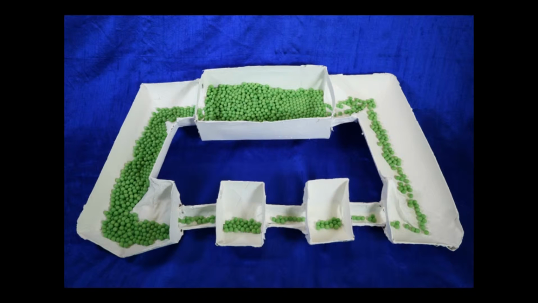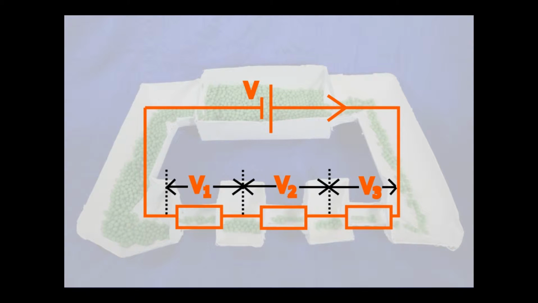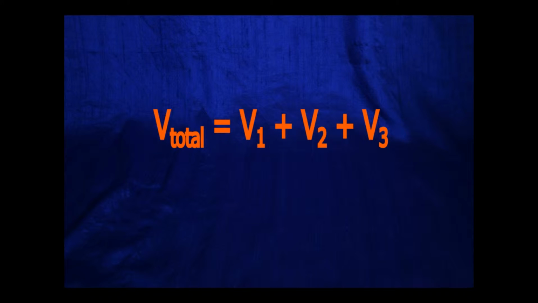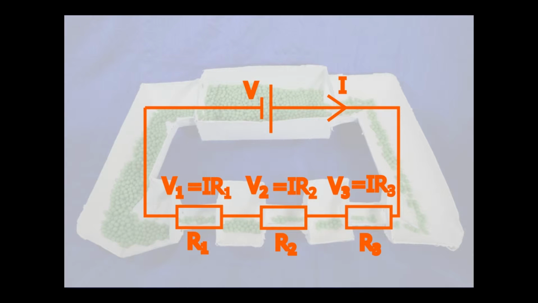Resistors in series provide only one path for the current to flow through, so throughout the circuit the current is the same everywhere, and we can call it I. The supply voltage, or the battery, is equal to the sum of the voltage drops across all the individual resistors, so we can say V total is equal to V1 plus V2 plus V3. And from the definition of resistance, that V total is also equal to I times the total resistance.